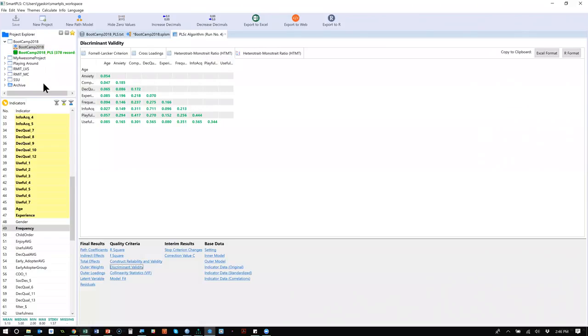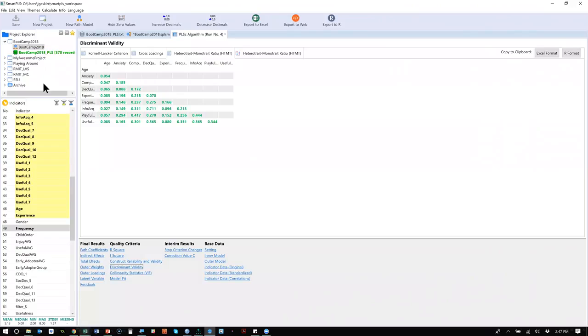And this is another test of discriminant validity that says how much of the variance in my factor is explained by my indicators, and how much of the variance in my factor is explained by other indicators. Am I a single thing, or am I being explained by multiple things? Heterotrait-monotrait. If you have values less than 1, you're good. If you have values more than 1, it'll turn red, and essentially you have no discriminant validity.